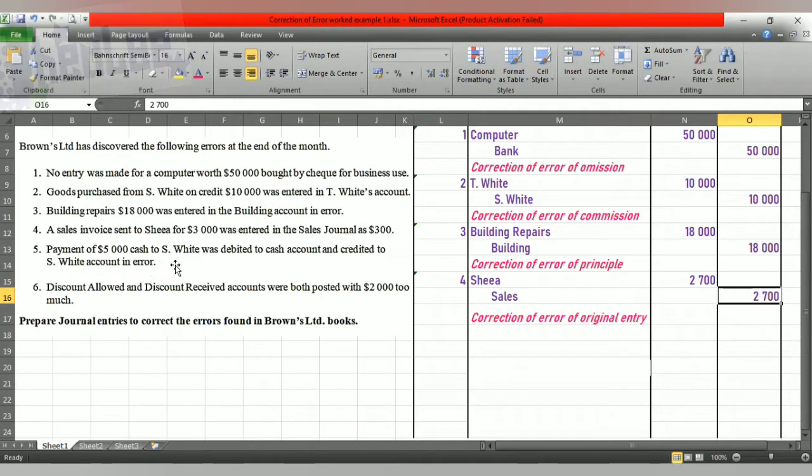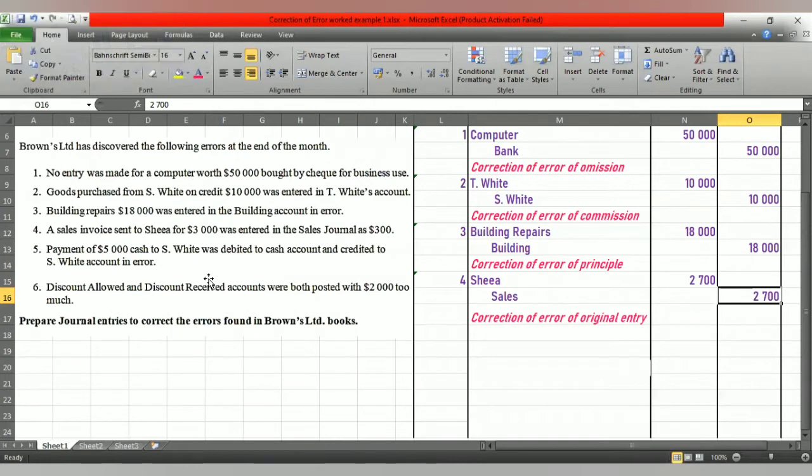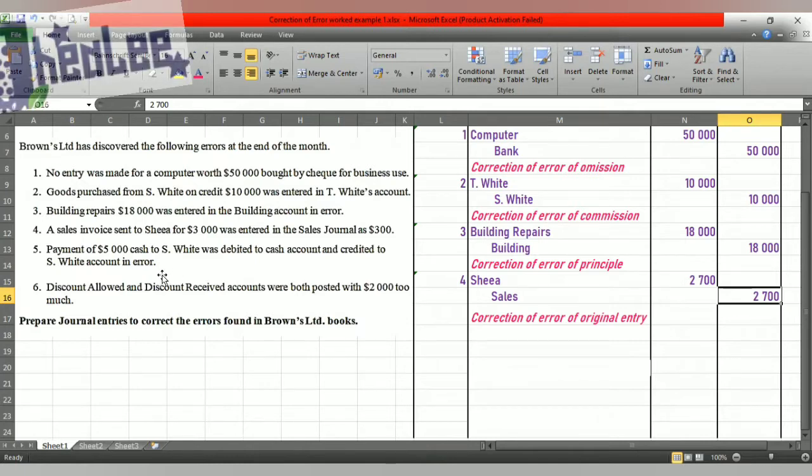Payment of 5,000 cash to S. White was debited to cash account and credited to S. White account in error. So the business is making a payment. The cash account should have been credited because there's a reduction in the cash, and the creditor S. White that we're paying, because there's a reduction, we should have debited the account. But in error, the cash account is debited and S. White account is credited. So there is a reversal of entry.